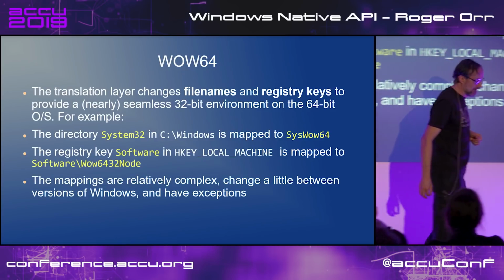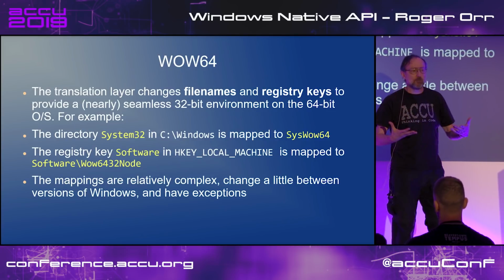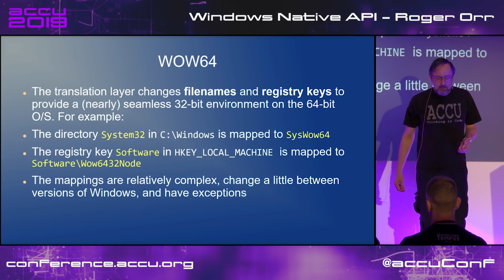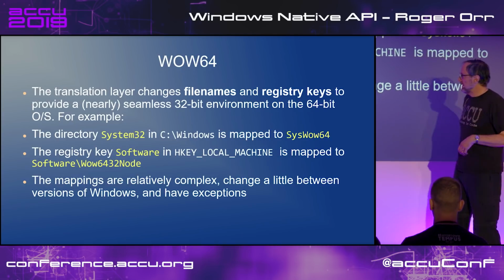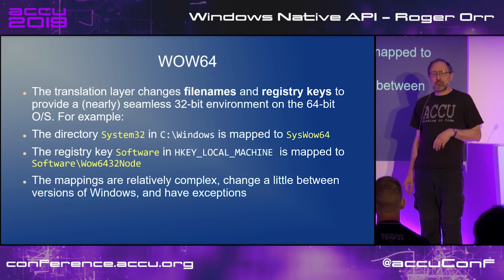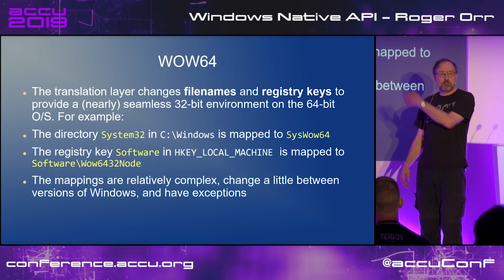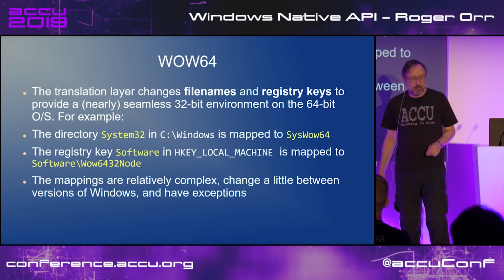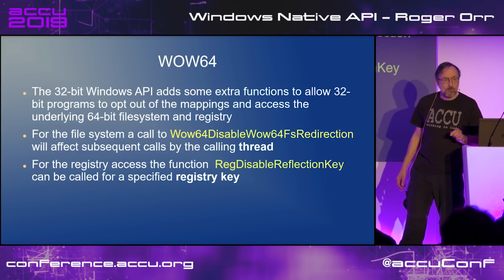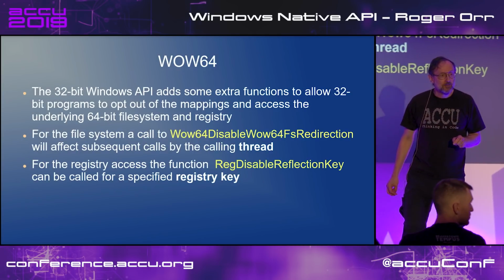The reason for it is so that things like existing installation scripts would just work. The full list of rules as to what gets mapped and what doesn't get mapped is long and complicated and not stable. So I refer you to the Windows documentation, which does document it quite well if you need to know. Just use the parameter to get to the same thing.